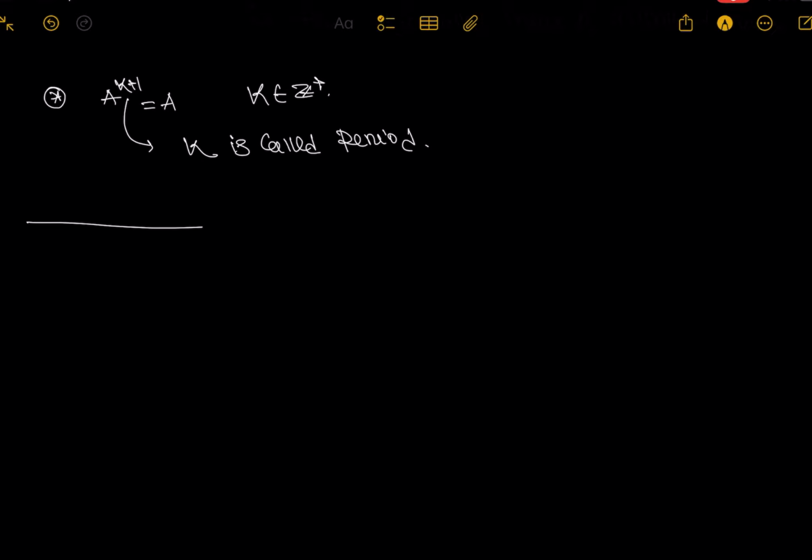Also note that if A to the power k plus 1 equals A, for some k belonging to the positive integers, then this least value of k is called the period. This k is called the period. This is enough for the theory of today's class lecture. Let us take some problems.